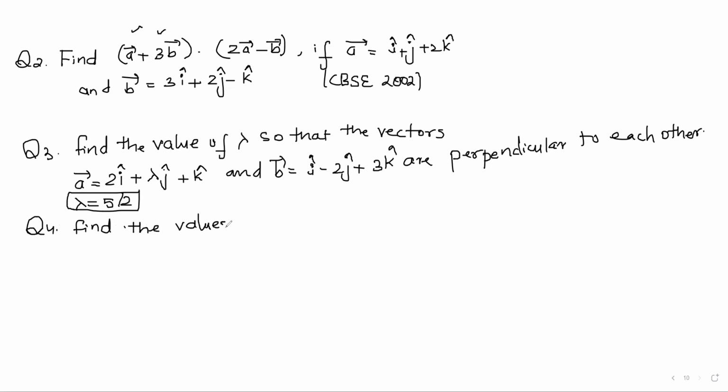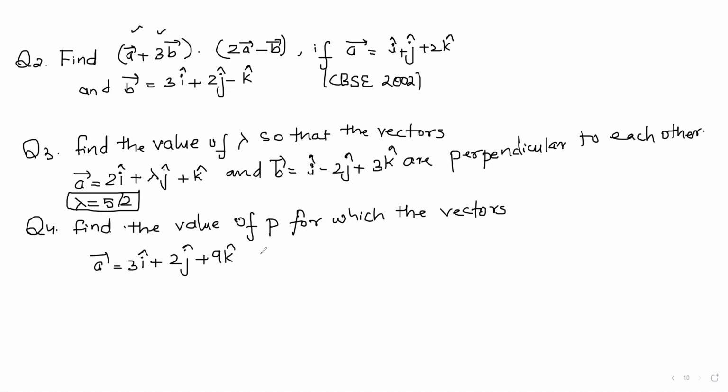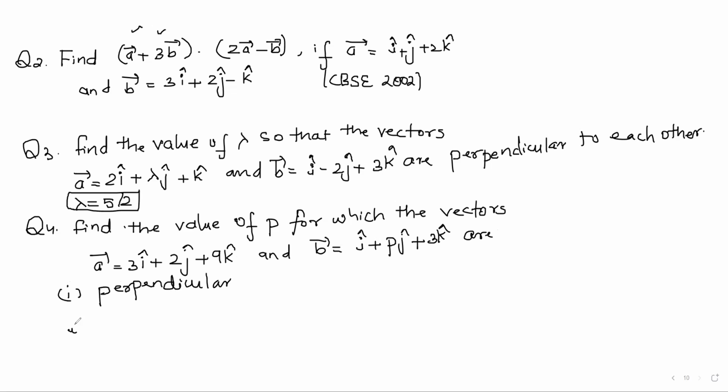Good. Next is find the value of P for which the vectors A is equal to 3I cap plus 2J cap plus 9K cap and B is equal to I cap plus PJ cap plus 3K cap are, first, perpendicular and, second, parallel. Okay, let me know if you have any doubt.